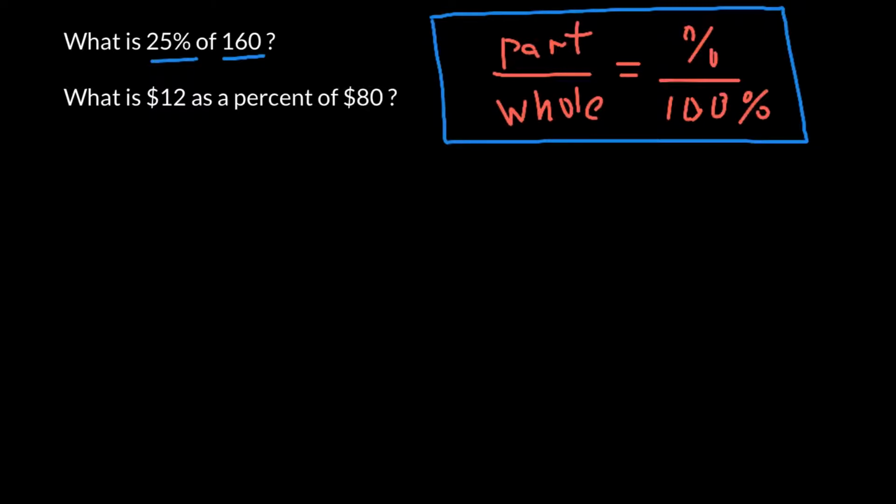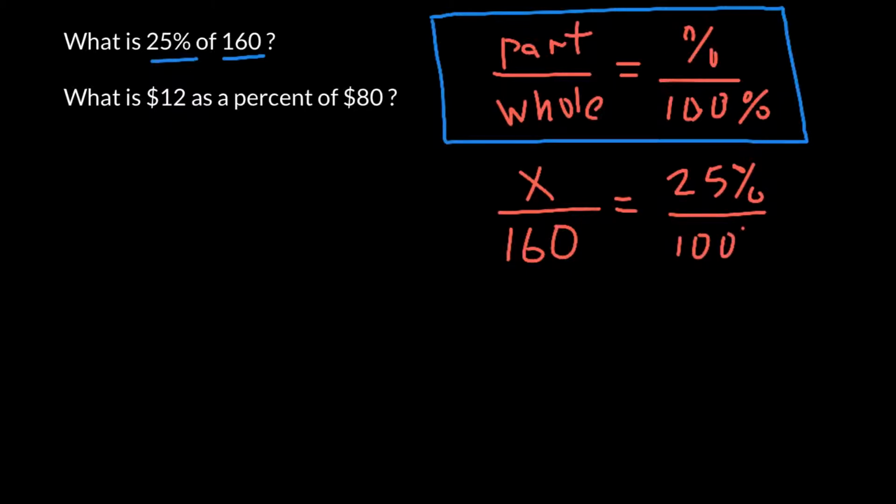So let's write our own ratio. The first ratio would be x for part, whole would be 160, and this would equal 25% over 100%. Now here is the second step, very important, you have to memorize it.